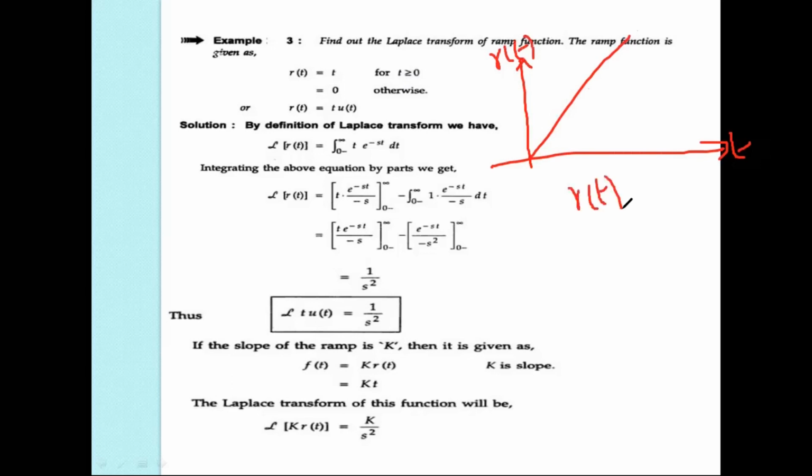Third example: find the Laplace transformation of the ramp function. Ramp is nothing but r of t. r of t is equal to t, for t greater than or equal to 0. Ramp is nothing but the linear function. As t increases, r of t also increases linearly. So r of t is equal to t for t greater than or equal to 0 up to infinity. Okay.